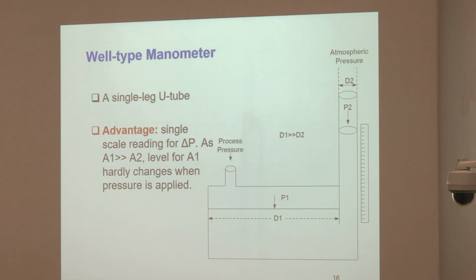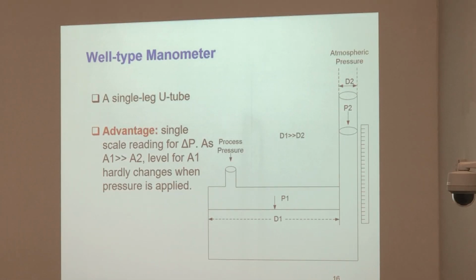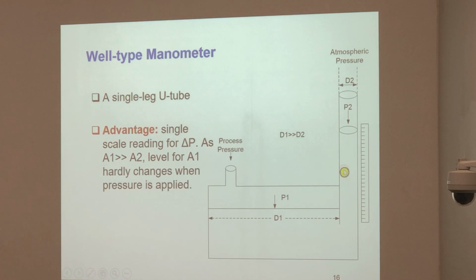Alright? So this is what we mean by single scale reading for the del P, which means I can just read from the scale here without minusing out whatever pressure or level is on this side. The pressure still applies to the liquid level, but the level does not change because the surface is big. You need very, very high pressure to push it down significantly, and only then would you need to minus out this level. If not, you can just read the reading here, and the difference of the height is the pressure that you want to measure.